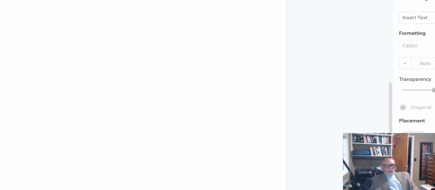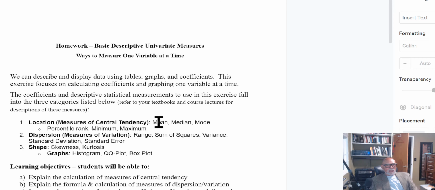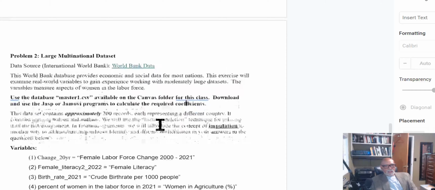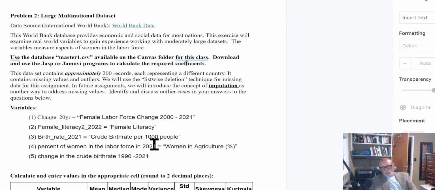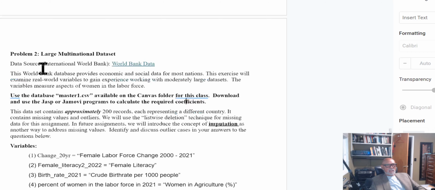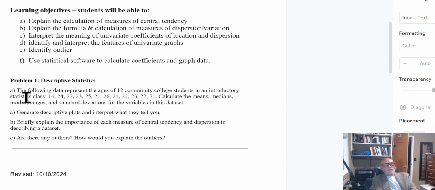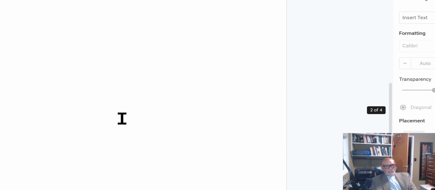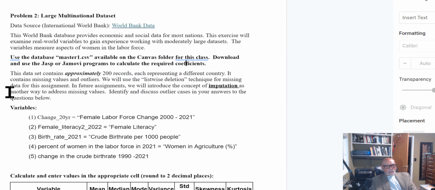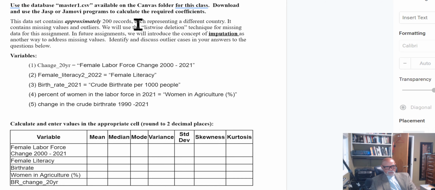Okay, students, we are back and we're going to take a look at the second half of our assignment on univariate measures of continuous data. In this, we're going to look at a large data set rather than the small data set that we entered last time. If you remember, we had a variable with a list of student ages for community colleges, and this time we're going to have a number of variables from the World Bank.